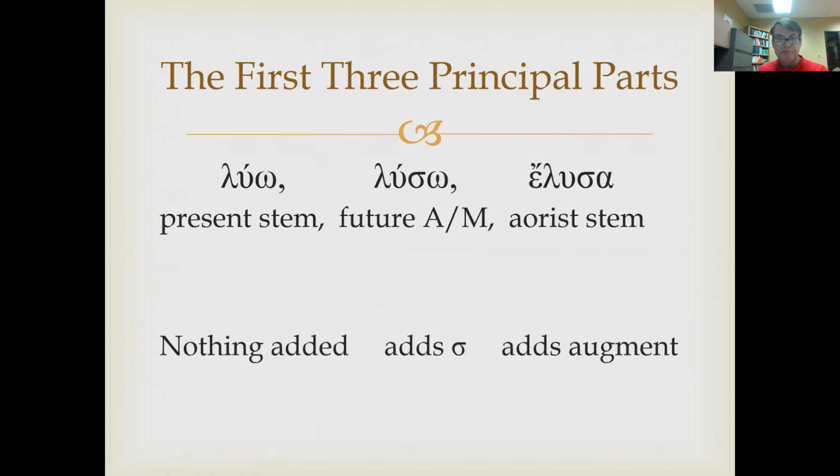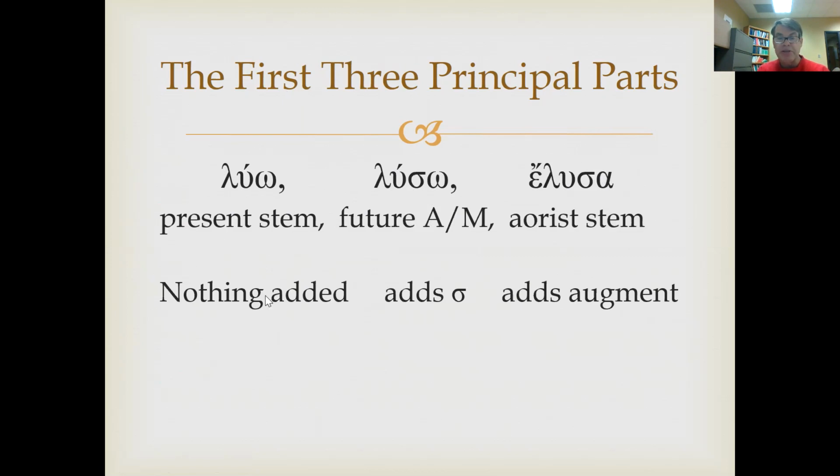Okay. So the present stem adds nothing to the stem. The future tense adds a sigma to the stem. The aorist adds a sigma alpha and an augment, is what this is called, which is an epsilon if the word begins with a consonant. Okay.